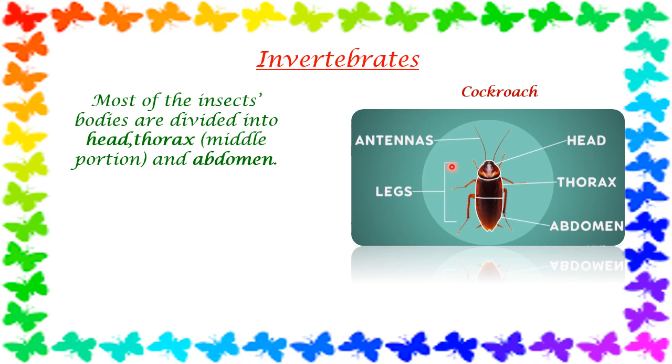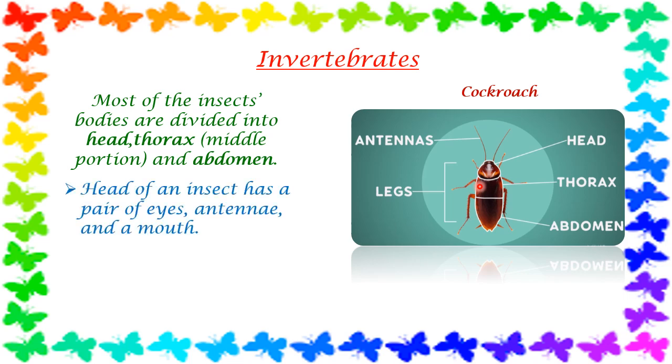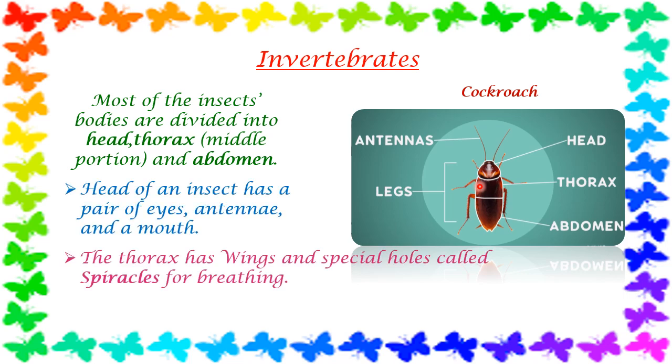And here the legs, it is named here, three pairs of legs. And antennae, these antennae help in sensing the environment for the cockroach. Underneath the head, you will find the mouth. Yes, the next one is that the thorax has wings and special holes called spiracles for breathing.